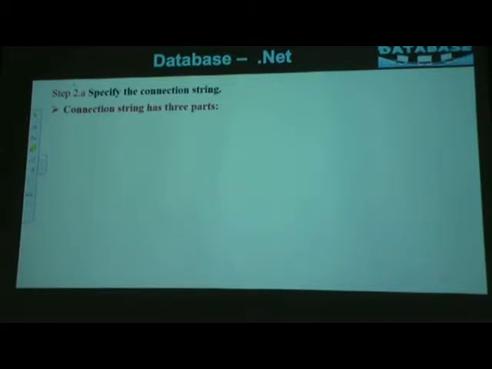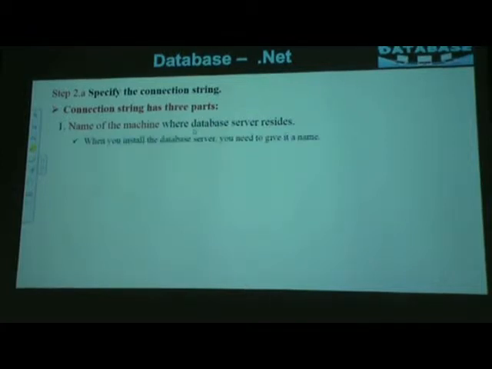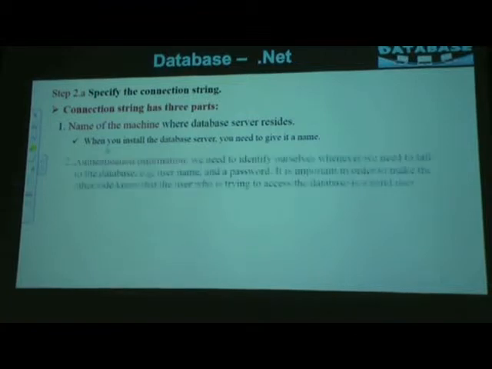So step number two, I will divide it in two parts. First, specify the connection string. So we will understand right now what's the concept of connection string. Connection string has three parts. First, name of the machine where database server resides. When you install the database server, you need to give it a name.